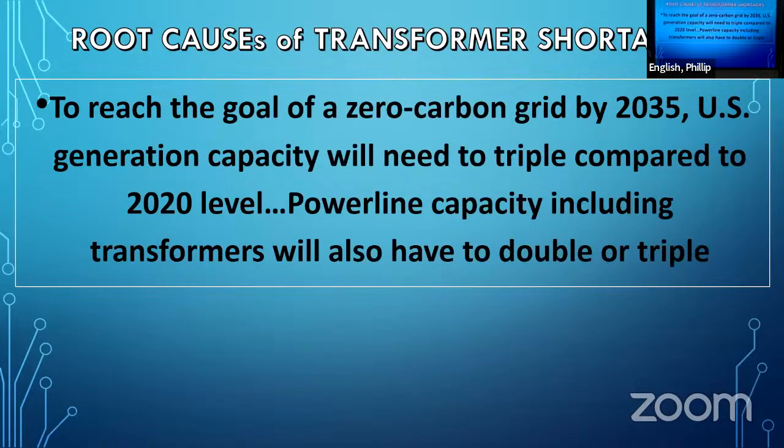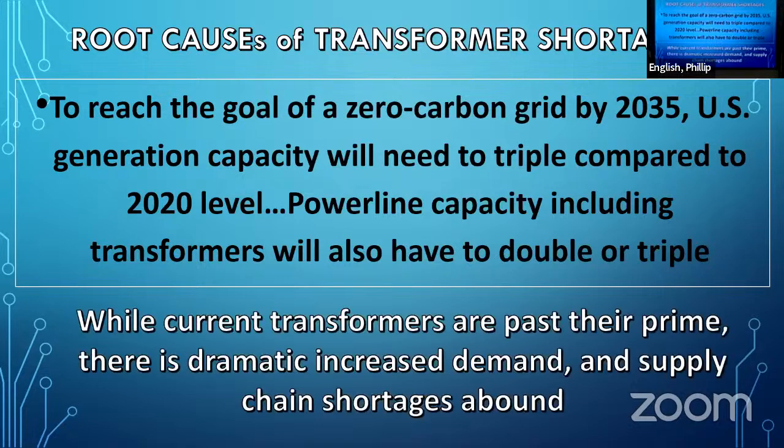And as I stated before, to reach the goal of zero carbon grid by 2035, United States generation capacity will need to triple compared to the 2020 level. Power line capacity, including transformers, will also have to double or triple. And this need for increase is occurring while current transformers are past their prime, while there's a dramatic increased demand and supply chain shortages abound.